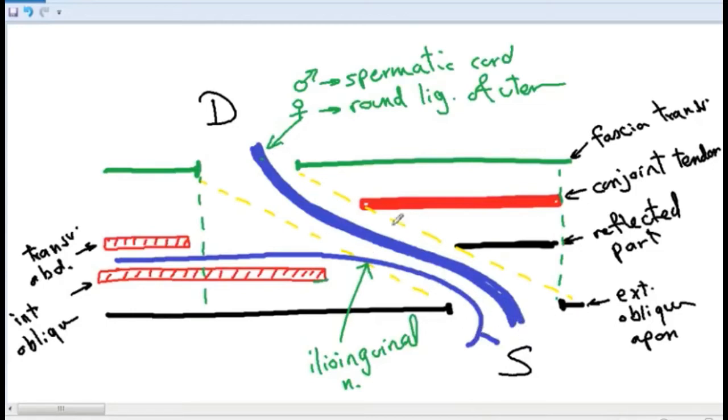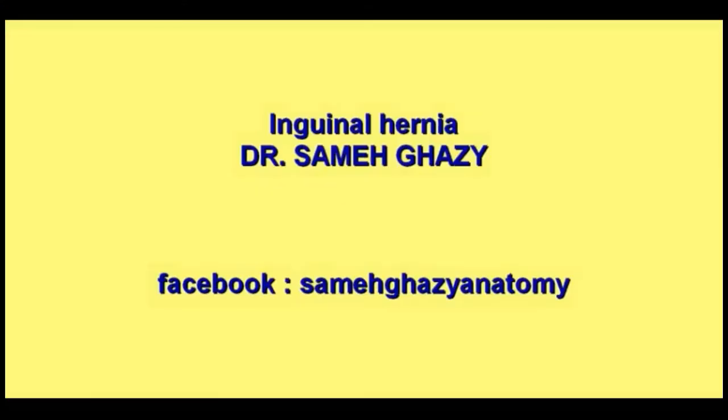What are the contents of inguinal canal? Both structures: ilioinguinal nerve, and in male spermatic cord, and in female round ligament of uterus. In the next video I will discuss another subject, the inguinal triangle, okay? This is very important to understand the types of inguinal hernia. I hope you understand the boundaries of inguinal canal. Thank you.